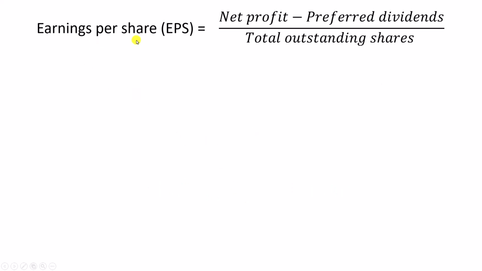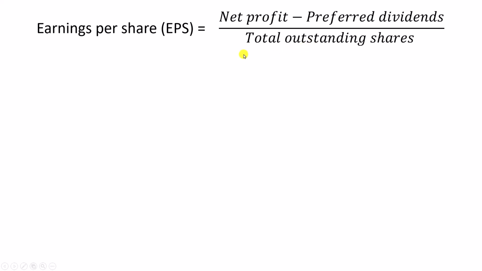Earnings per share, commonly called as EPS, is calculated like this. This is the formula to calculate EPS. It is net profit minus preferred dividends divided by total outstanding shares. Now, what is this net profit? What is preferred dividends? What is total outstanding shares? I will explain everything in detail in a few minutes. But for now, let us forget about this.